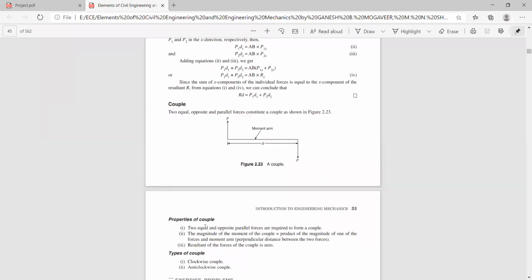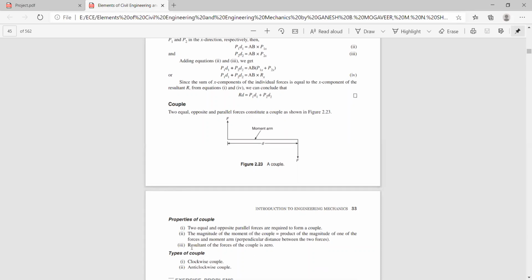Now, what are the properties of a couple? These are also called the characteristics of a couple. Two equal and opposite parallel forces are required to form a couple. The magnitude of the moment of the couple is equal to the product of the magnitude of one of the forces and the perpendicular distance r between the two forces. You know how to take the moment of a force about a given point, so the same concept will be used.